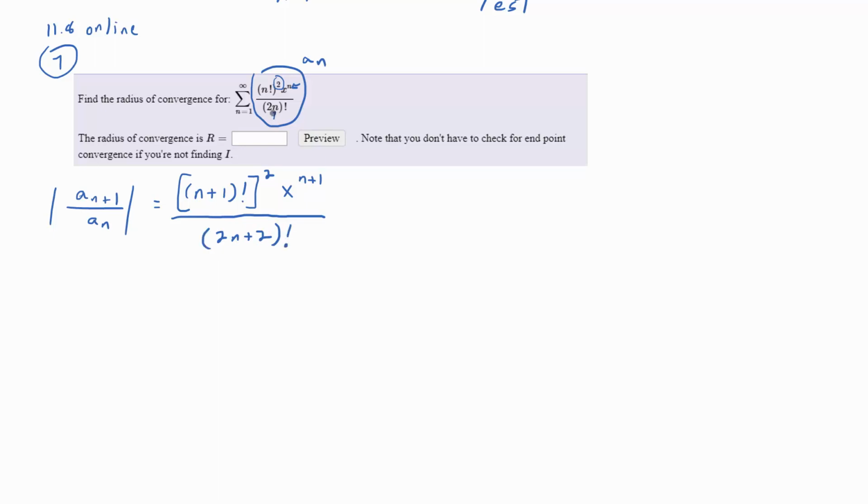So if I plug in an n + 1 there, I have to distribute the 2 and get 2n + 2. And then you still have the factorial outside. That's just a_(n+1). We do need absolute values around that. And then divided by a_n is the same as flipping and multiplying by a_n. So we get the (2n)! goes on top then. And then we have (n!) squared, and then the x^n, all that on the bottom. And then all of that is in absolute values.